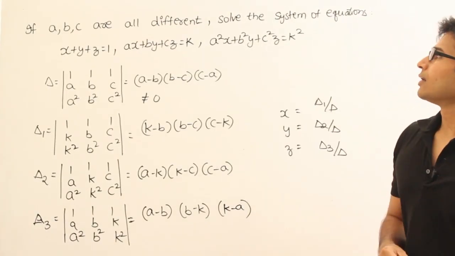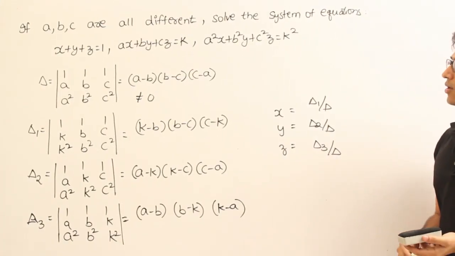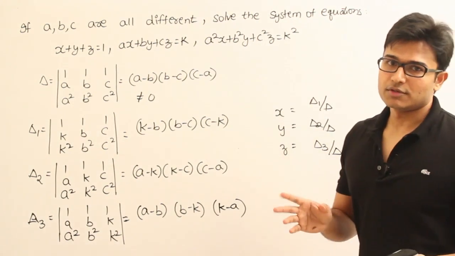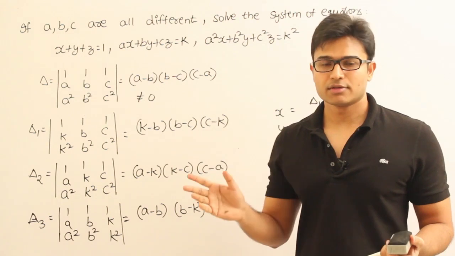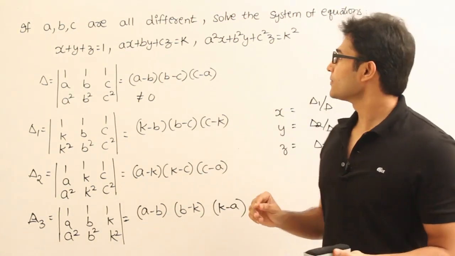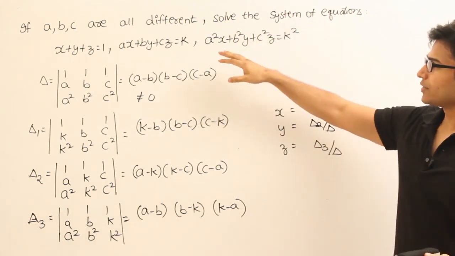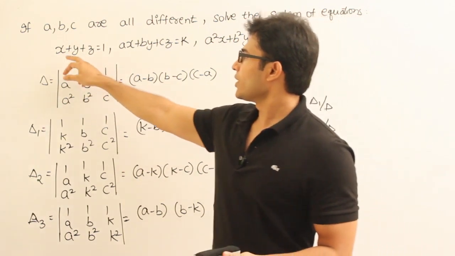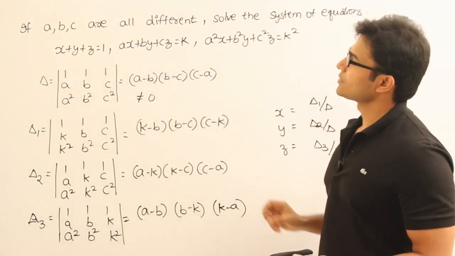You see this? If a, b and c are all different, so they are saying that a is not equal to b, b is not equal to c, like that. So no two of a, b, c are equal. Then solve the system of equations. They are giving us three equations. So they are non-homogeneous linear equations, right?